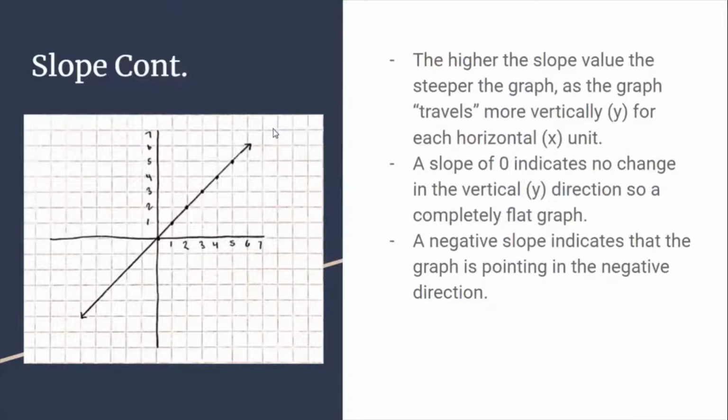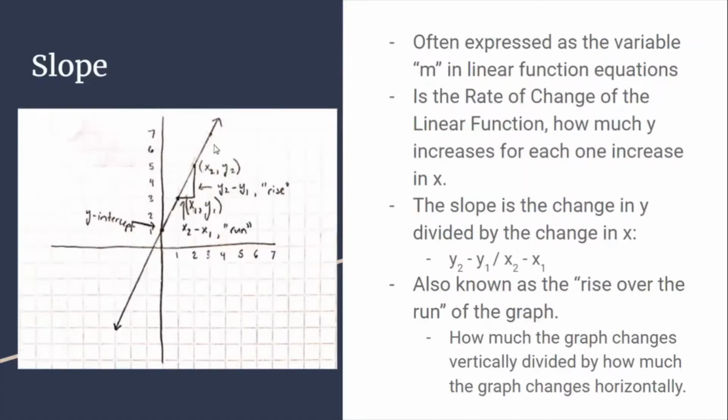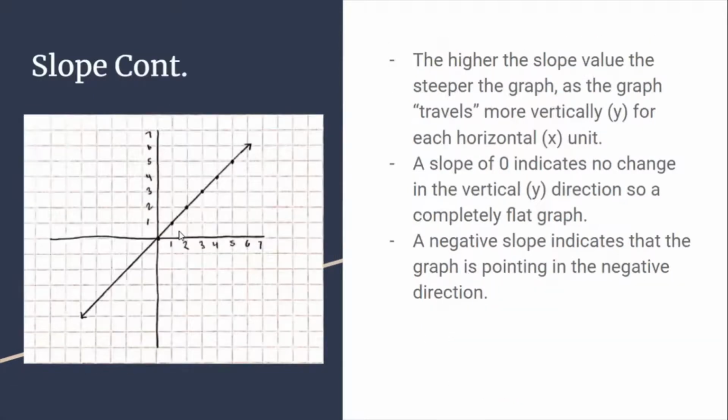What this means is that the higher the slope value, the steeper the graph is, because the graph travels more in the vertical y direction for each one horizontal unit, or each x unit. A slope of 0 indicates that there's no change in the vertical direction, so the graph is completely flat. And a negative slope indicates that the graph is pointing in the negative direction. As we can see in this example, this graph is much less steep than this graph, so this graph has a steeper slope than that graph.